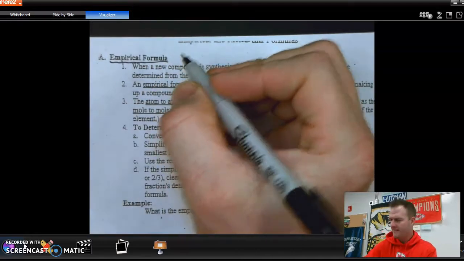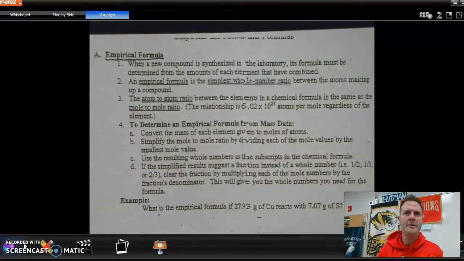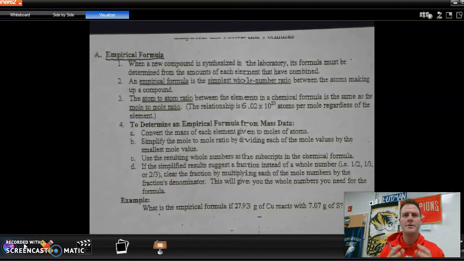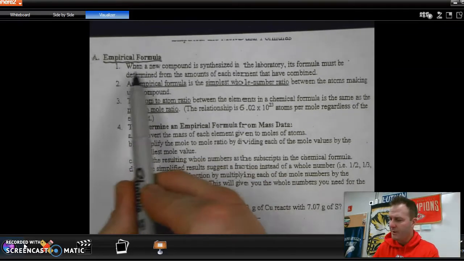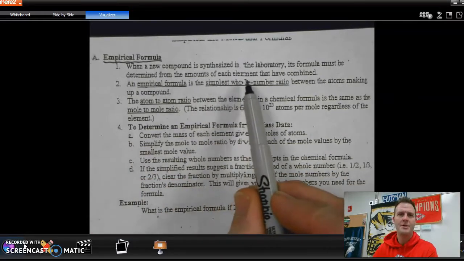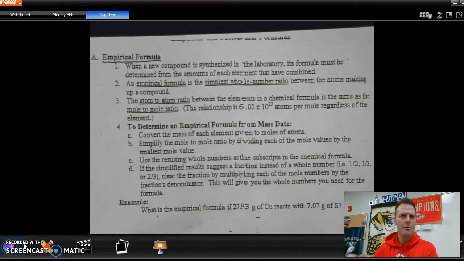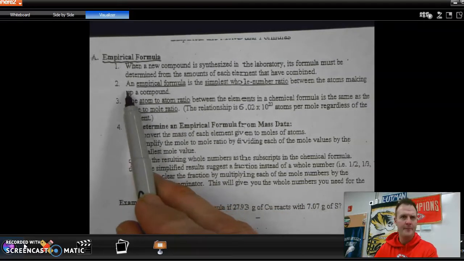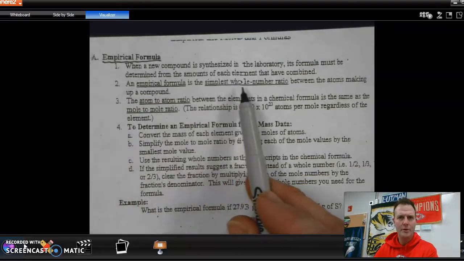I know, exciting, right? So, what is the purpose of an empirical formula? Empirical formulas are the simplest whole number ratio. So like when new medicines and drugs are synthesized in a lab, they have to come from somewhere. Okay, so there has to be a base. Like all carbohydrates start with a general simple formula. So when a new formula is synthesized in the lab, its formula must be determined from the amounts of each of the elements that have been combined. Okay, so we're going to be dealing with all sorts of elements and seeing the combination of them from some math today. An empirical formula is the simplest whole number ratio.